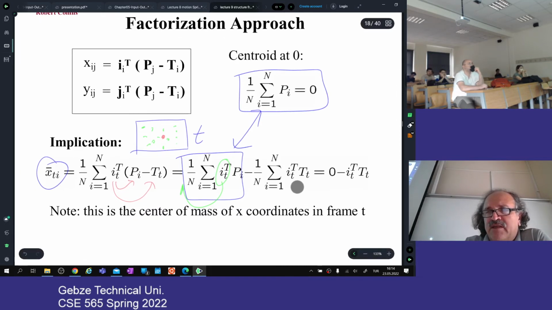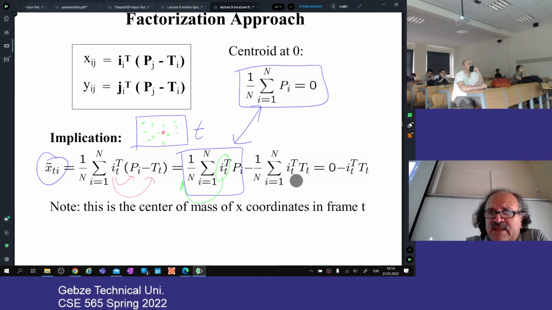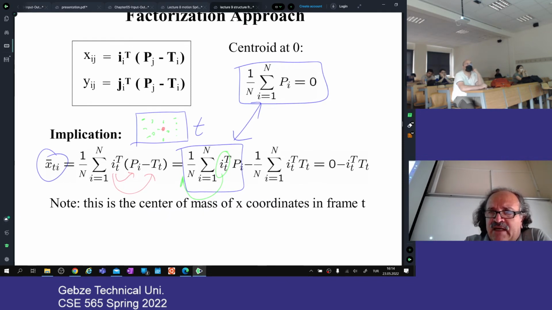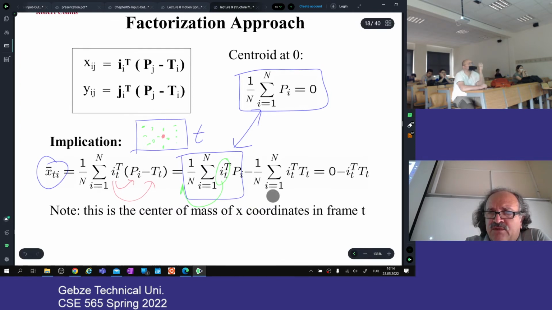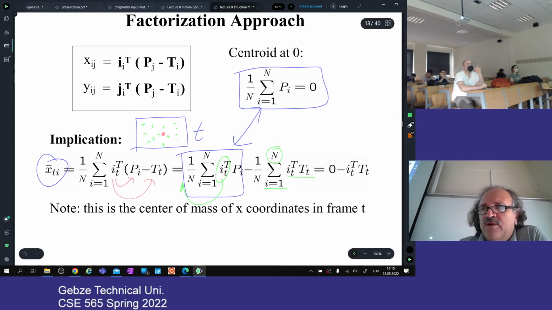How about this one? This one is something different. What is it? It says that i is from 1 to n, right? i is changing from 1 to n. Well, I don't see any i's in there, right? So I keep adding this n times and dividing it by n. So this will cancel out. So it's going to be I_t^T t_t. Very interesting, right? So what does it say?